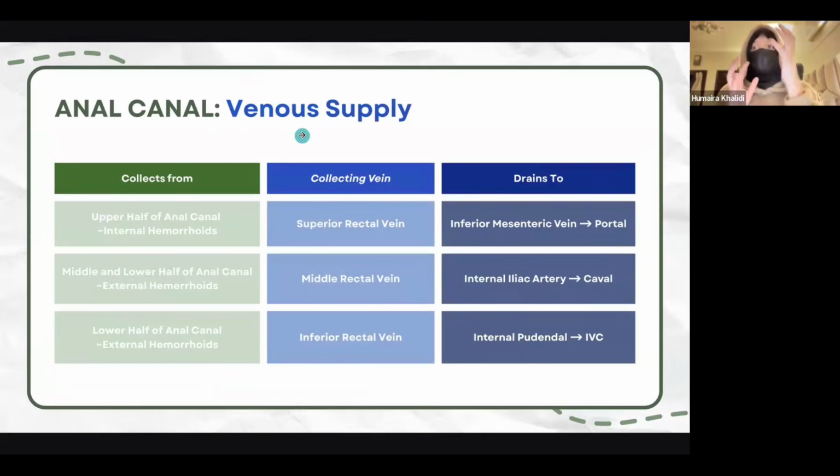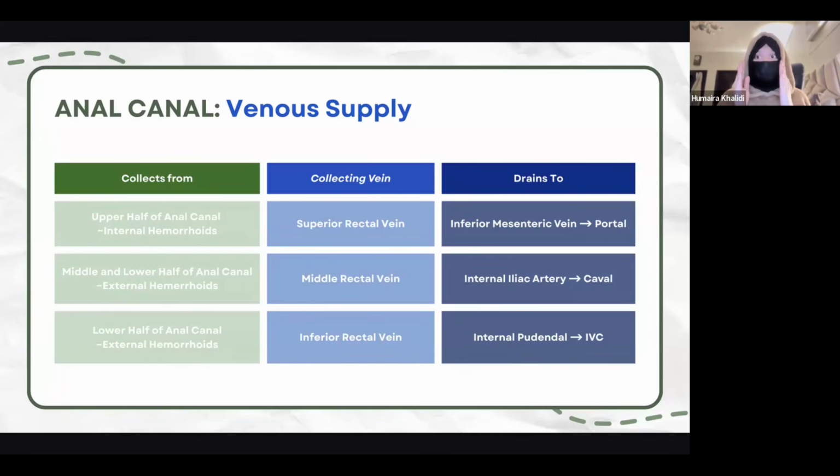Now the venous supply. What do the veins do? They collect stuff from organs. So we're going to go in the opposite way now, okay? So for the upper half of the anal canal, the superior rectal vein collects blood, deoxygenated blood, from the upper half of the anal canal and drains it into the inferior mesenteric vein, which further drains it into the portal circulation. The middle and lower half of the anal canal is drained by the middle rectal vein.